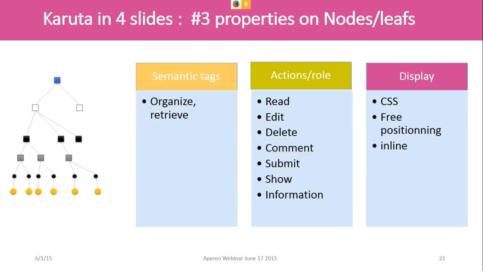Going back to the tree, just to make sure that everyone is up to speed on the vocabulary, all these squares are what we call nodes. We have the root node, the structure node, the unit node. Everything can be called a node, and we can do all sorts of operations on all these nodes. There's a way in Karuta to put, for example, semantic tags. It will come up in the presentation: this whole unit will have a name, so we could retrieve it.